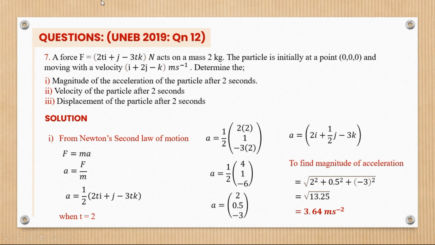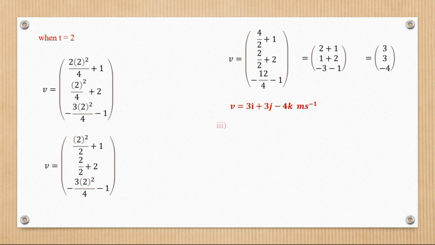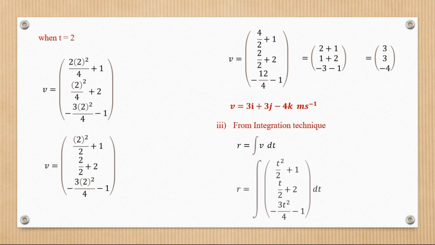Now in part 3, we're being told to find the displacement of the particle after 2 seconds. Also pay attention that the particle is initially at a point 0, 0. So that's all going to be important. And also it's important to remember that our value of v was this value we have right here. And why is that important? It's because from integration technique, r shall be equal to the integral of v dt. So I'm going to plug that in as you can see right there. This is the value of v that we got. So we're going to integrate that.